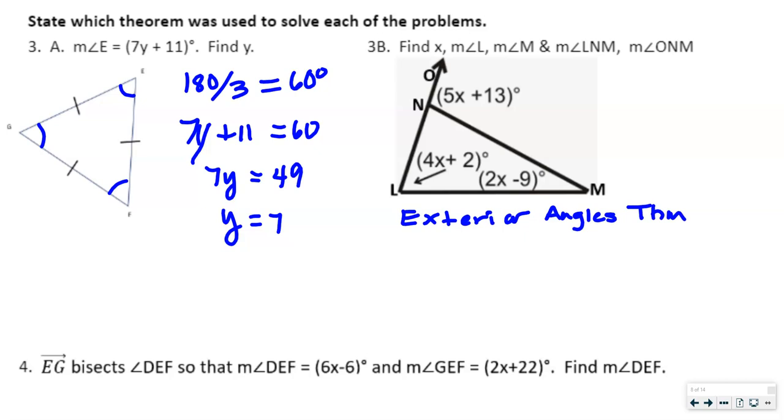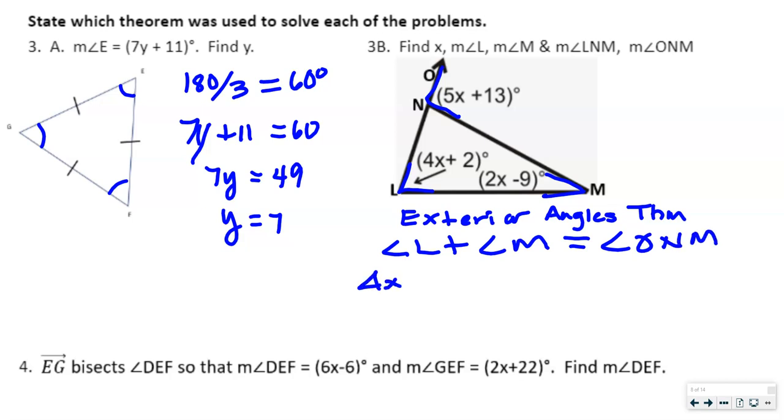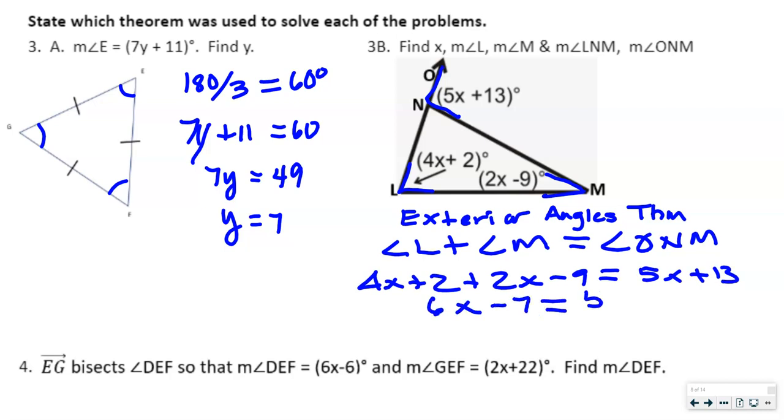Okay, so we're going to add angle L plus angle M. These are the remote interior angles to get our exterior angle. So angle L plus angle M is going to be equal to the angle ONM. That means we're going to do 4x plus 2 plus 2x minus 9, and that's going to be equal to 5x plus 13. So this is going to be 6x minus 7 equals 5x plus 13, right?